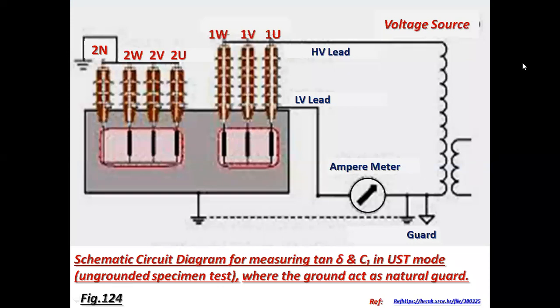See the diagram. This is the schematic diagram for measuring tan delta and C1 in UST mode, where the ground acts as a natural guard.